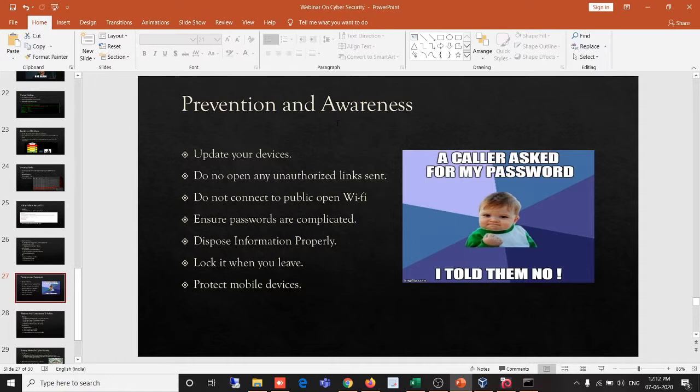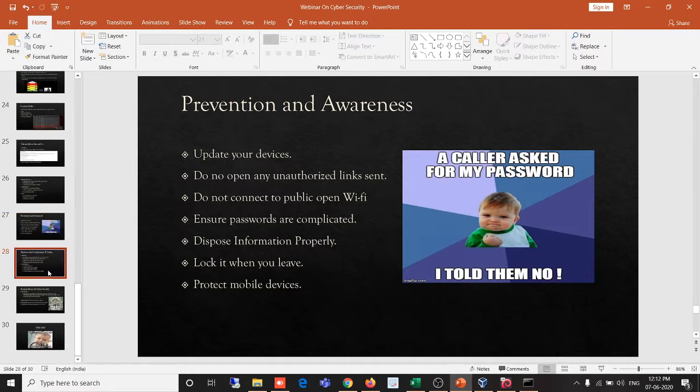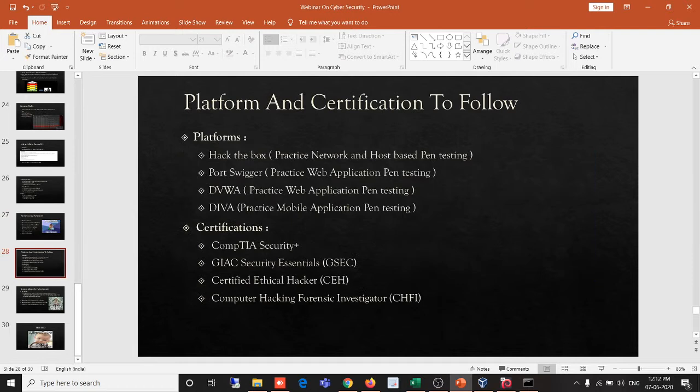The main thing is, actually, there are still a lot of fun activities going on. If the user has not locked the computer, a lot of attacks can take place. And protect mobile devices. Obviously you have to protect your mobile devices with passwords and all those things.